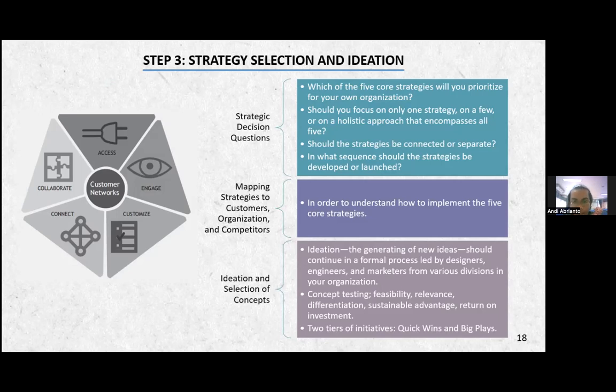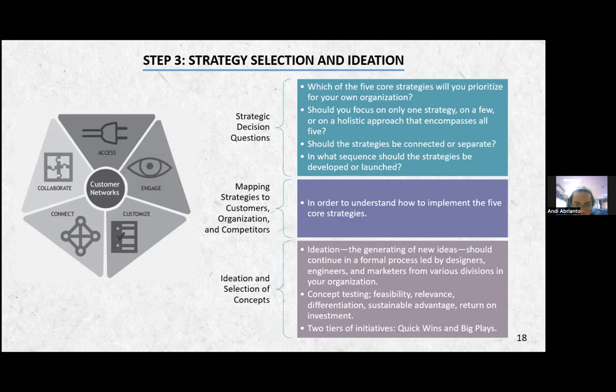The first question is which of the 5 core strategies will you prioritize for your own organization. The second decision question is should you focus on only one strategy, on a few, or on a holistic approach that encompasses all 5? The third is should the strategies be connected or separate? And the last is in what sequence should the strategies be developed or launched?